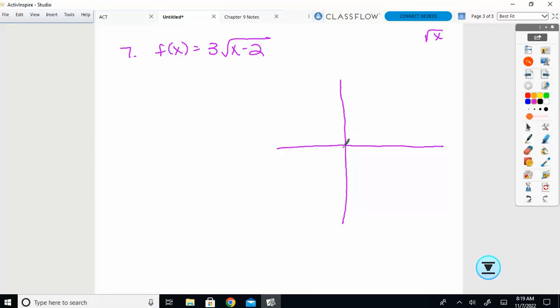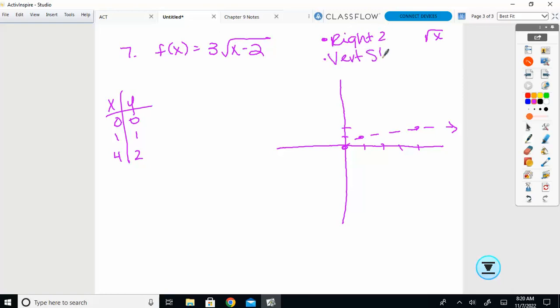Square root of 0 is 0. Square root of 1, 1. Square root of 4, 2. Can you put in negatives? No, so the parent function looks like this. Okay, if you write out those pairs, you're welcome to do that too if it helps you. So what are my transformations here? What's the -2 going to do? Right, and the 3? Vertical shift.